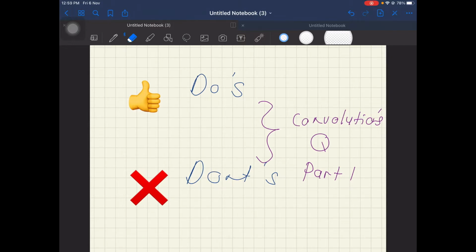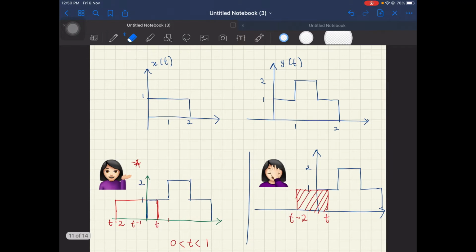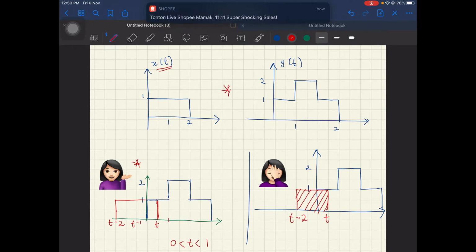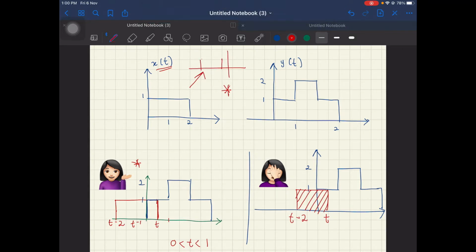So for today's video, I just want to cover the do's and don'ts of convolutions, part 1. Given two signals, for example x(t) and y(t) here, and for example I choose x(t) to be folded and shifted, the final signal will look like this.